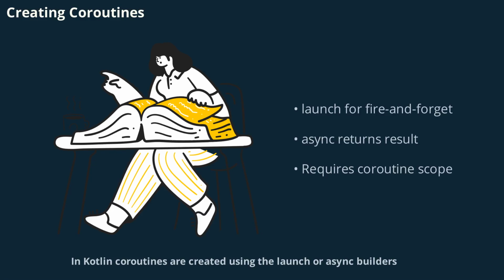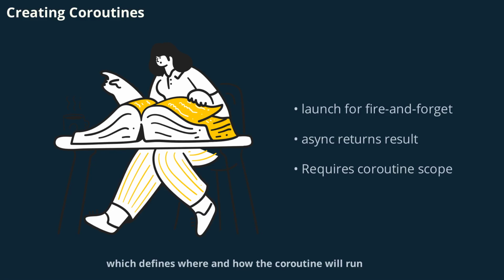In Kotlin, coroutines are created using the launch or async builders. The launch builder is used for fire-and-forget style coroutines, while async is used when you need to return a result. Both builders require a coroutine scope, which defines where and how the coroutine will run. This approach allows you to start concurrent tasks easily and manage their lifecycle within your application.